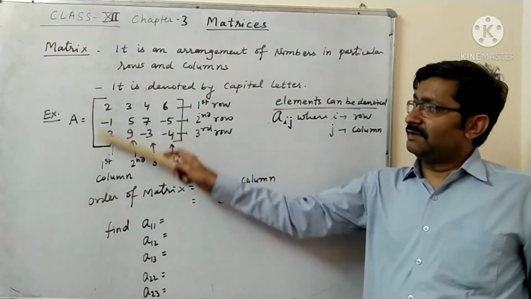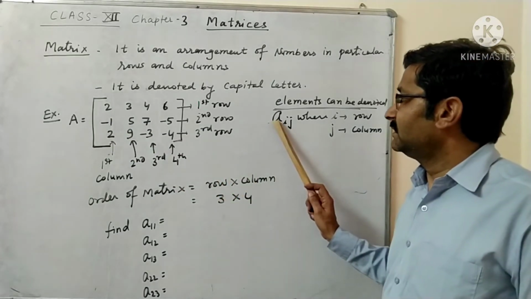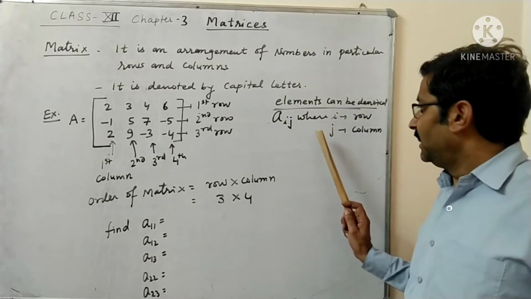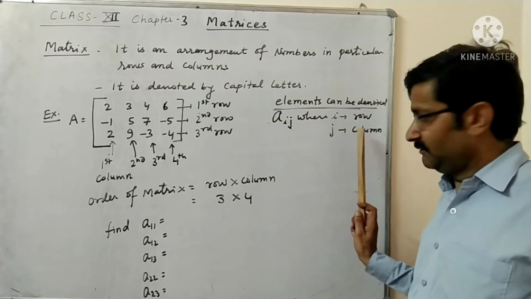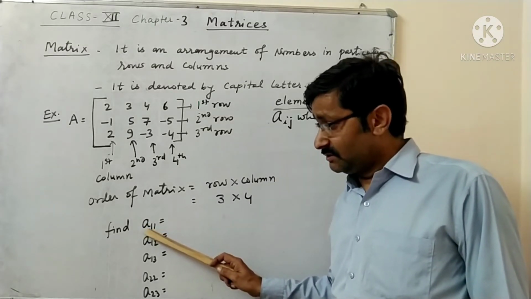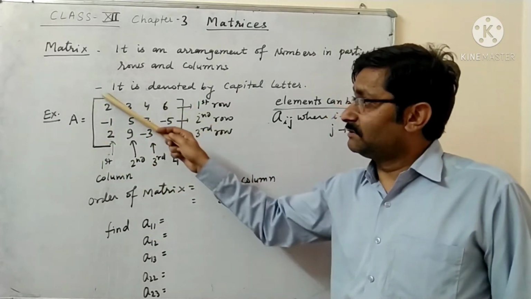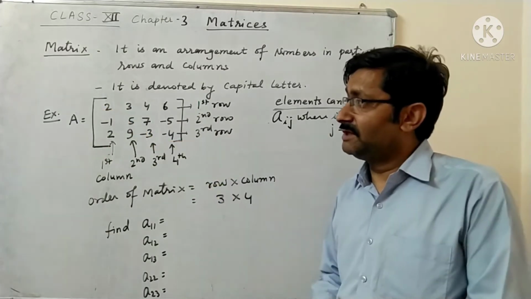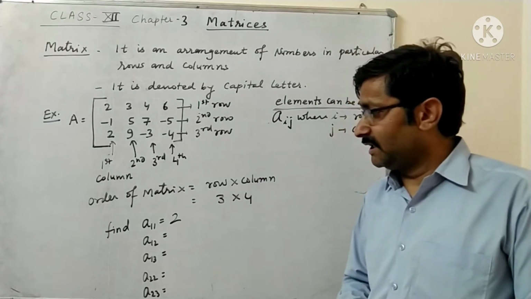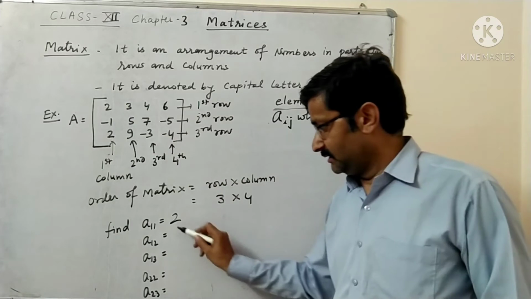Now elements can be denoted by Aij. Whatever elements you have here, 12 elements, each element can be represented by this Aij. I means the row number, and J means the column number. As here A11 means first row and first column element you have to find out. First row is this and first column is this. So first row and first column element is 2. So we write here 2. Second is first row and second column element. First row and second column element is 3. So we write here 3.